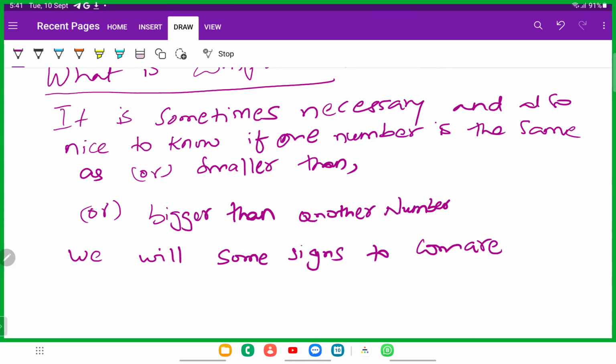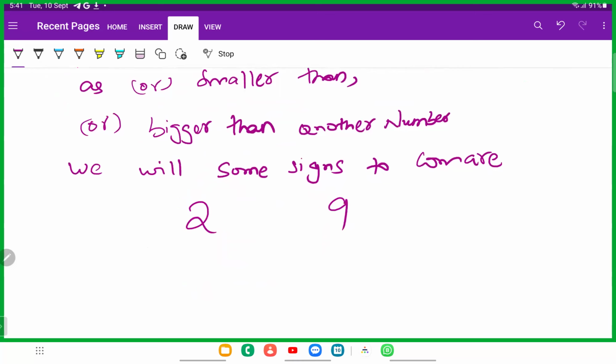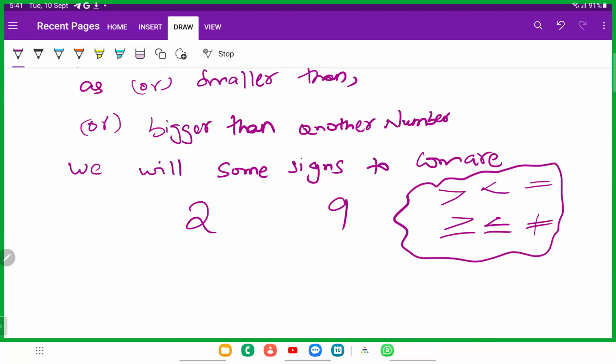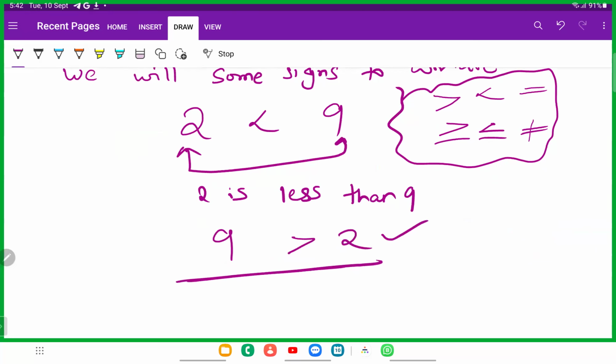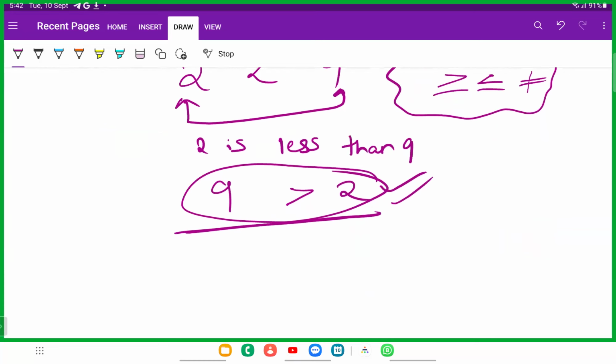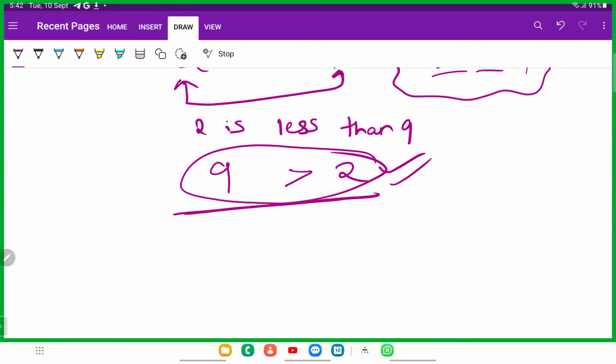Suppose I give you two numbers, 2 and 9. Which sign will you use here? You know this sign, right? Less than or equal to, greater than or equal to, not equal to, you know these signs? Yes sir. So if I say 2 is less than 9, I use 2 is less than 9. Similarly, 9 is greater than 2, I can also use it this way. So here I am comparing two quantities, right? Are you getting my point?